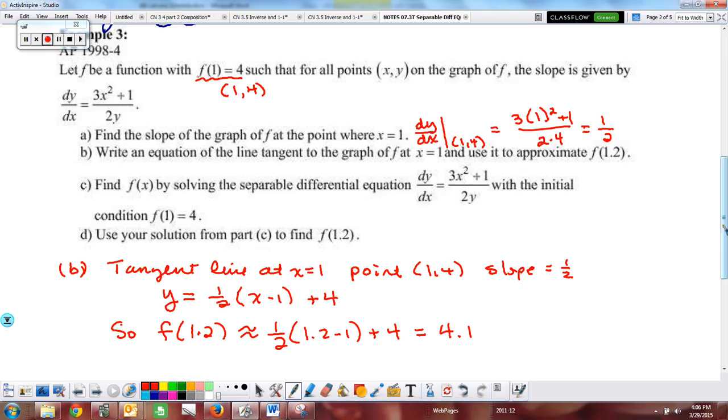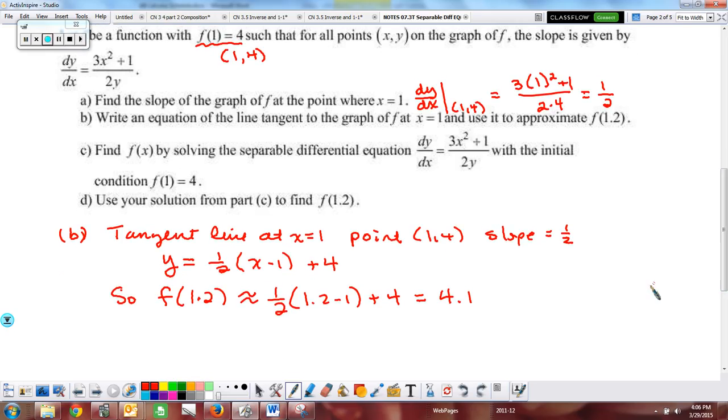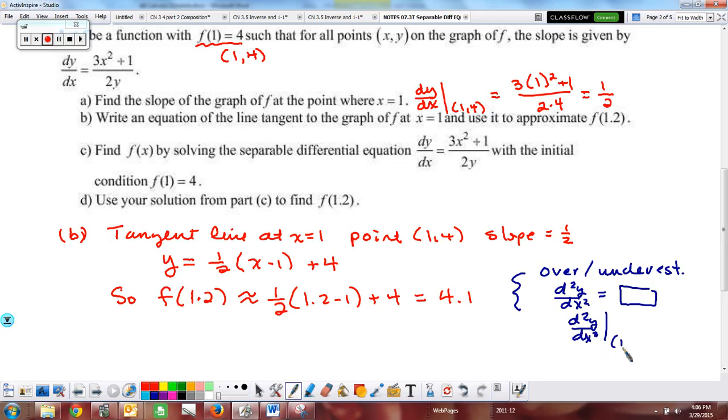Now, sometimes at this point they may come in and ask us to evaluate whether this is an over or an underestimate. They did not ask you in this case, but I just thought I would mention it. If I wanted to discuss the over or underestimate, you would need to figure out the second derivative to determine concavity. So you would find the second derivative with respect to x squared, and then you would evaluate your second derivative at the point 1, 4 to determine whether it is greater than 0 or less than 0, and then use your concavity to help you choose over or underestimate.